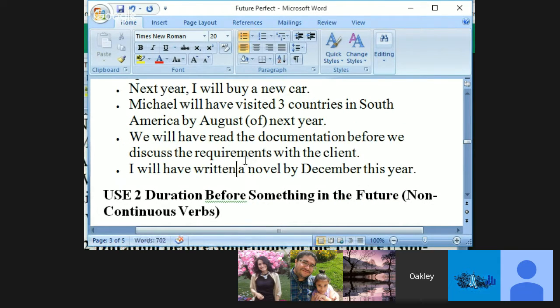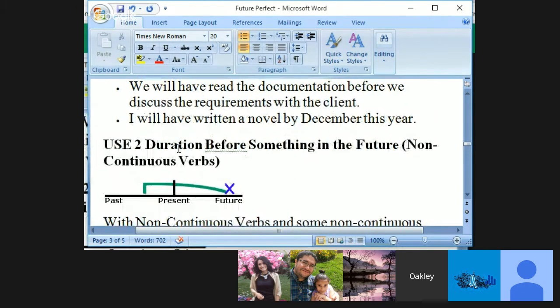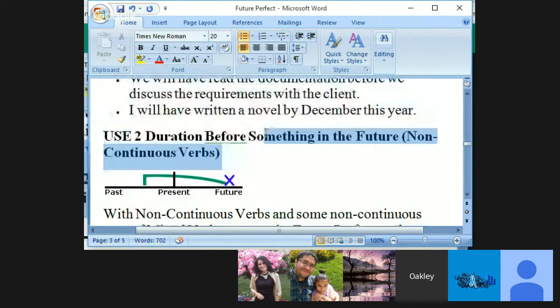Okay. All right. This is basically the only point of this verb tense. That's all, to show action. Something happens before something else. Occasionally, what we've been looking at is a finished action or a single action, but it can be used to talk about duration when you're using non-continuous verbs.